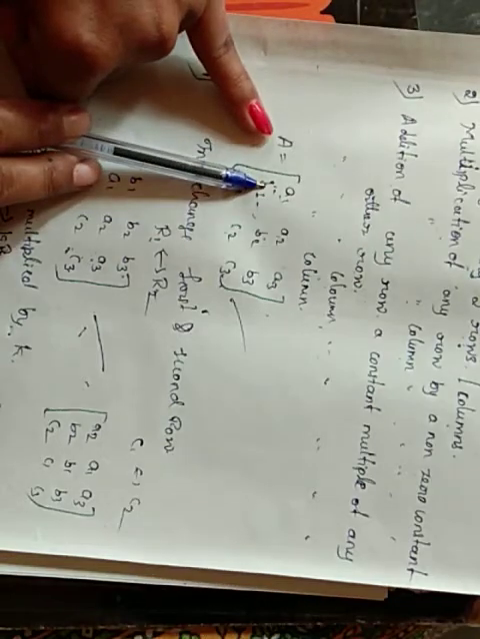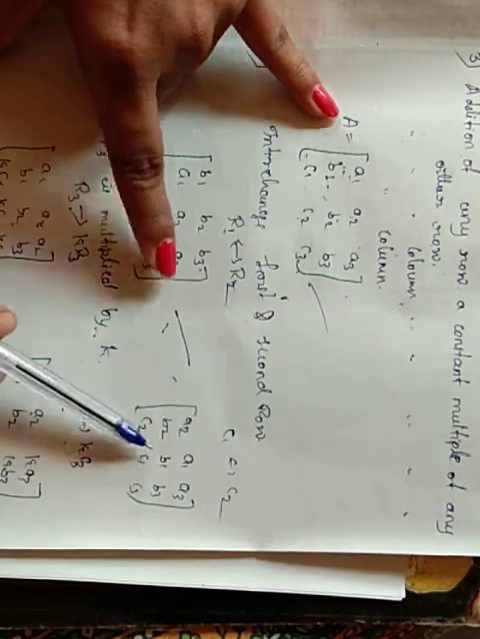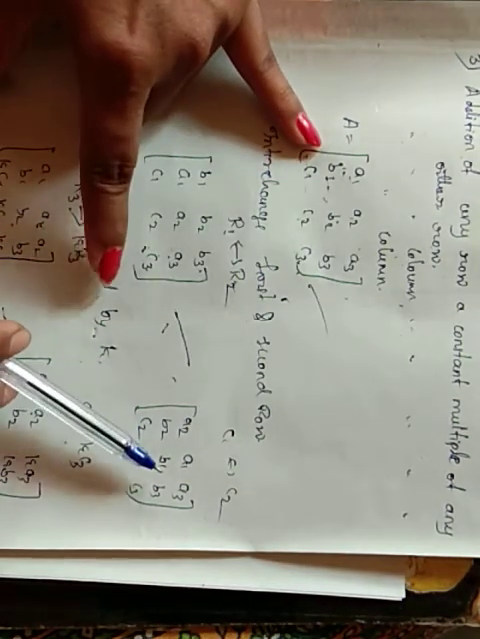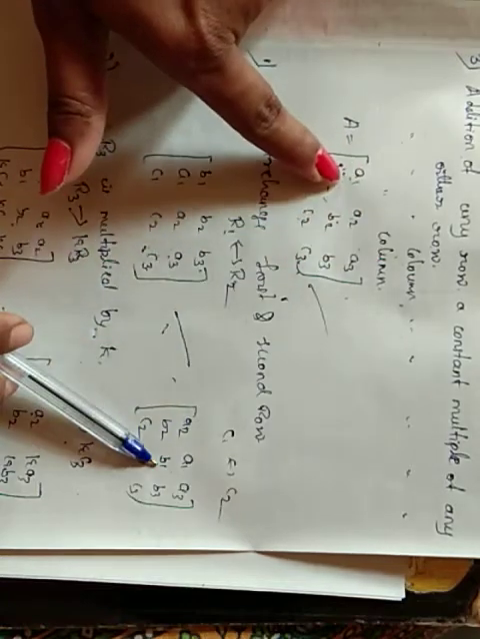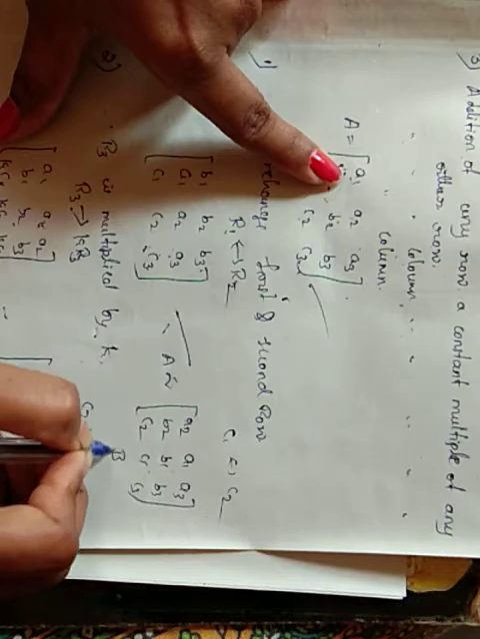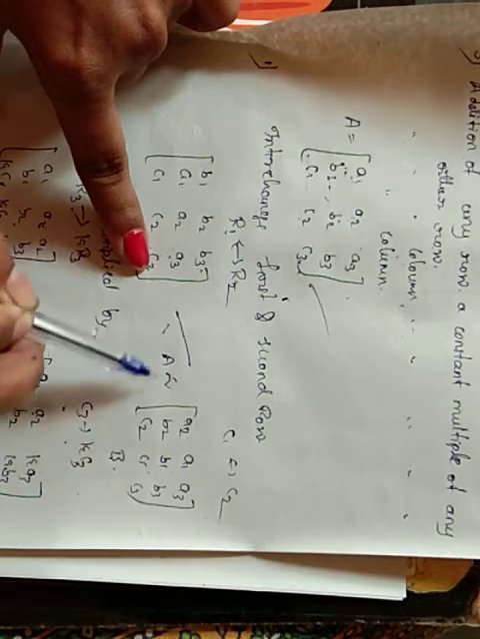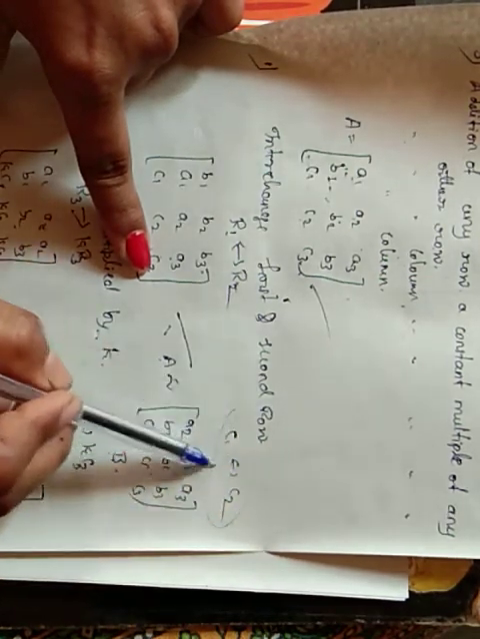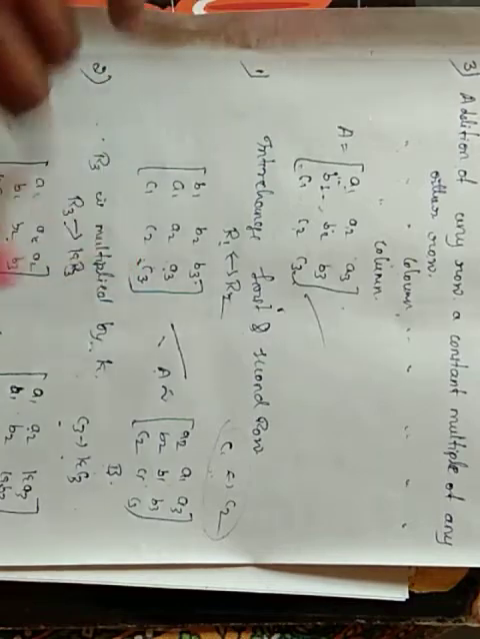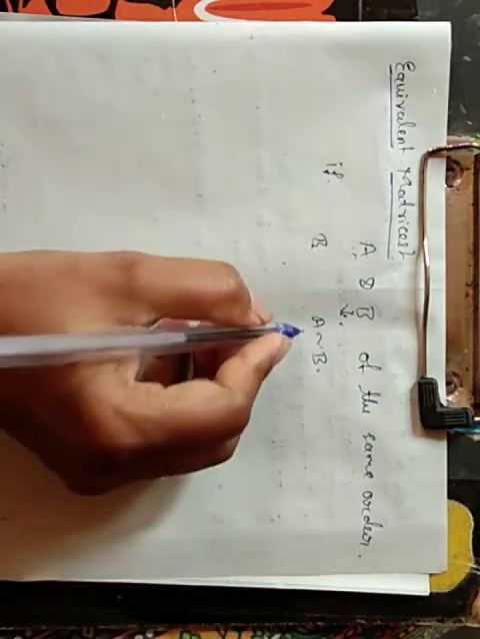For example, see here, this is our matrix A and this is another matrix we obtained by this transformation. These two matrices are not equal, but this is another matrix obtained from A, so we can say that A is equivalent to this matrix, which is B. A and B are equivalent if B is obtained from A by a finite number of elementary row or column transformations. That is called equivalence of matrices. We indicate that with this symbol.